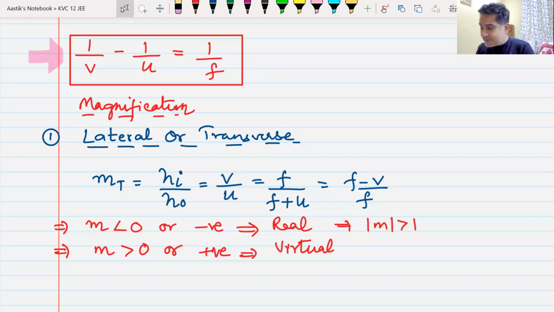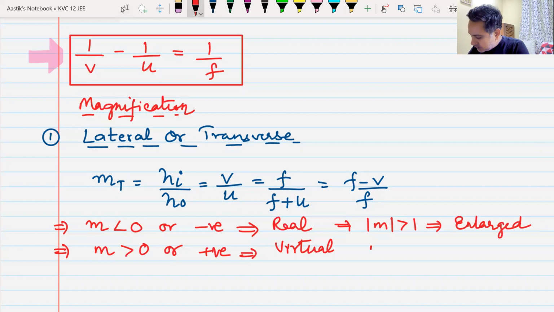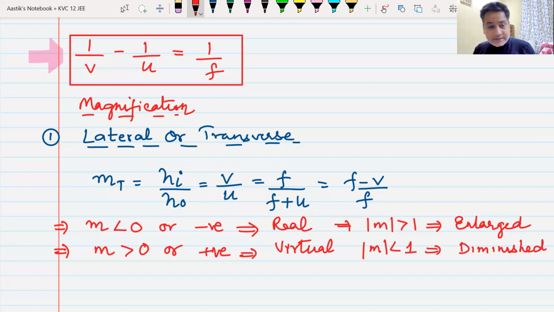If the magnitude of magnification is greater than 1, we call it enlarged. If the magnitude of magnification is less than 1, we call it diminished. Do we all recollect this? Do we all remember this?